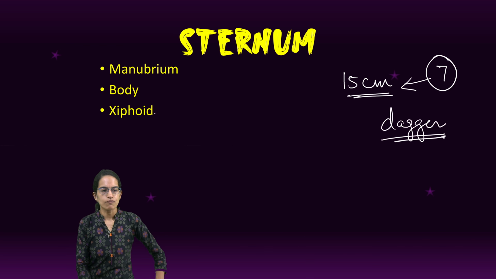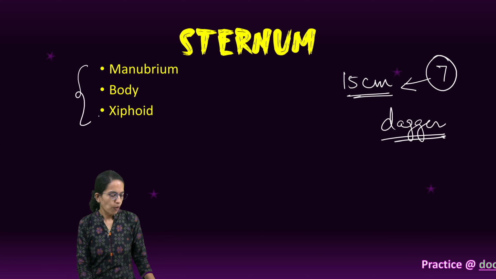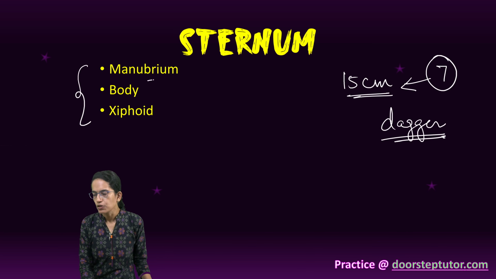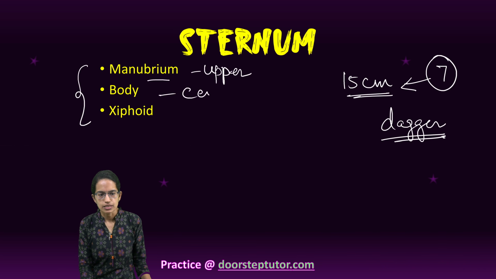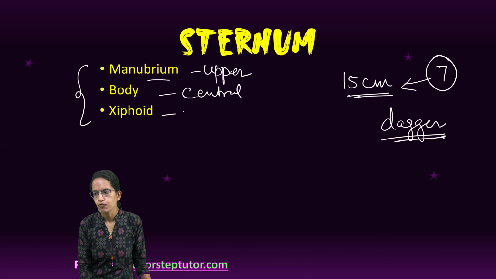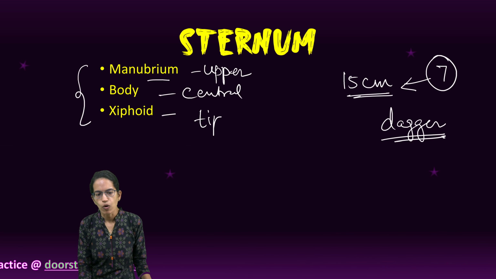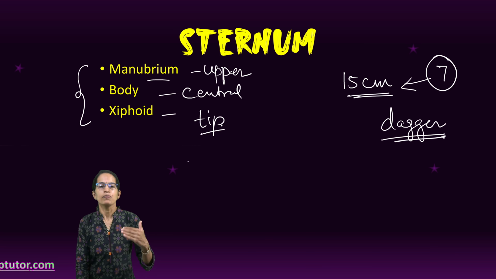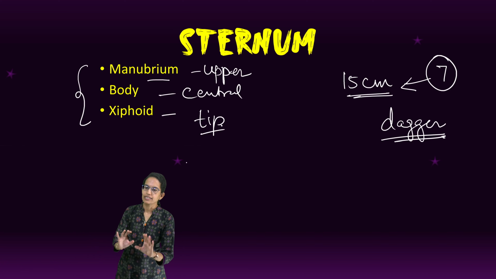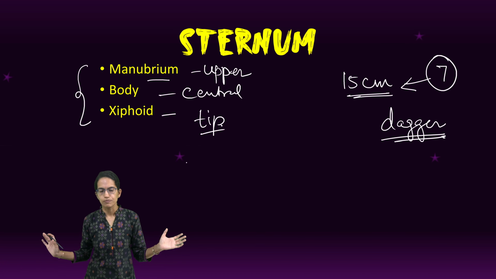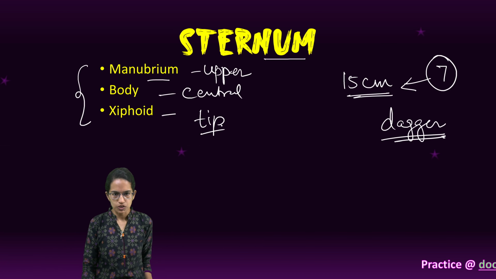It consists of 3 parts: manubrium, body and xiphoid. Manubrium is the uppermost part, body is the central part, and xiphoid is the tip of the bone in the lower section. So those are the 3 components of the sternum. As I said, the 7 true ribs attached directly to the region of sternum.